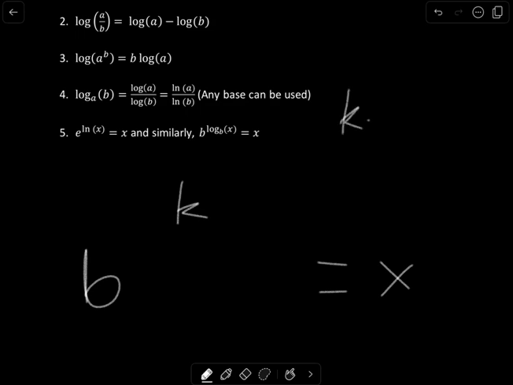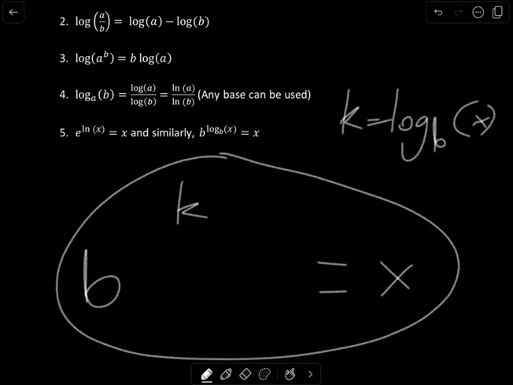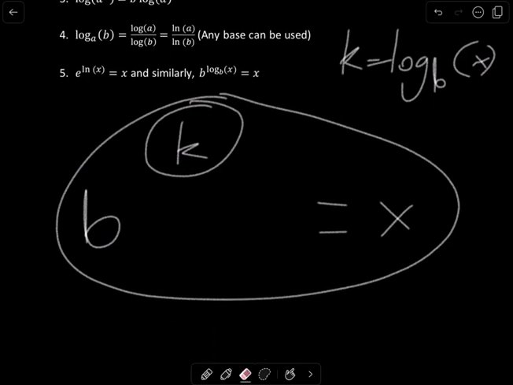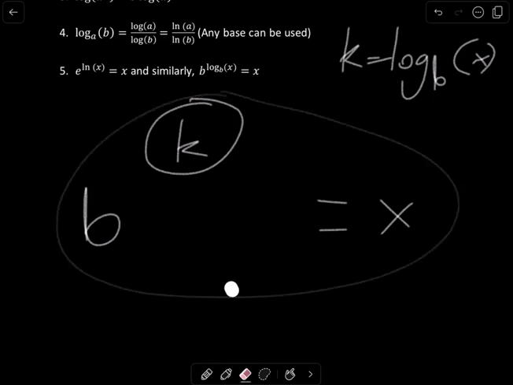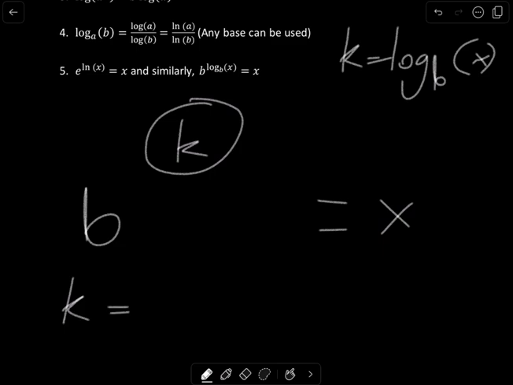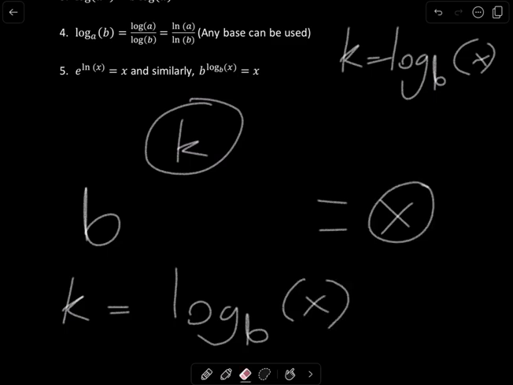And let's just remember what k is. K is log of x with base b. That's what we replaced. Now let's put this equation in logarithmic form. So the exponent is always equal to the log. So what we're going to have is k is equal to, what's your base? Your base here is b. So let's put it in the base, and then the number that you have is x.